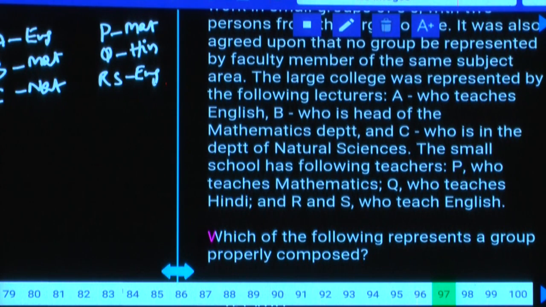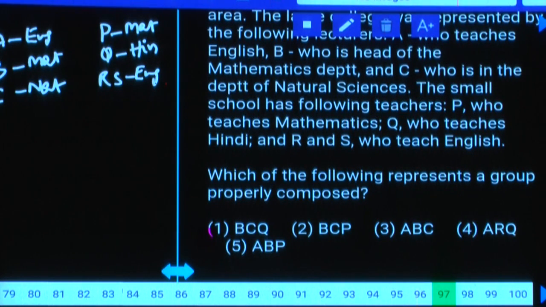Then question number 97, which of the following represent a group of properly composed? Properly composed means among the 5 choices, tell me which choice can be your answer, the group. B, C and Q. Tell me whether B, C and Q can be the order or not. Yes, because B and C, 2 persons from college, 1 from school, the basic primary condition is valid. Then B, C and Q belong to 3 different subjects, so that is your answer. Then if you check out B, C and P, P cannot be along with B because mathematics and mathematics, that is ruled out.